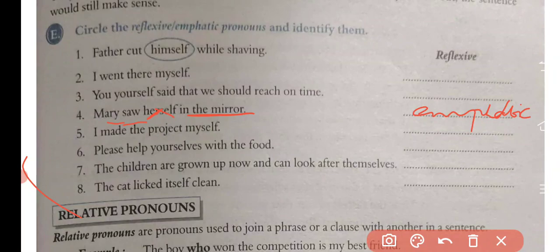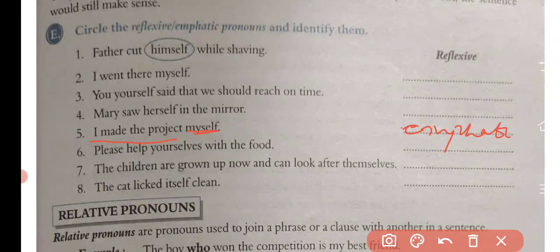Next is: I made the project myself. I made the project, right? If we remove this, it is still giving sense. So once again this is working as emphatic. Please write down the spelling, E-M-P-H-A-T-I-C, that is emphatic.